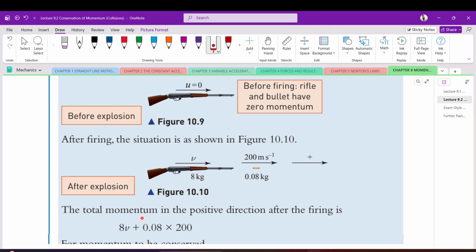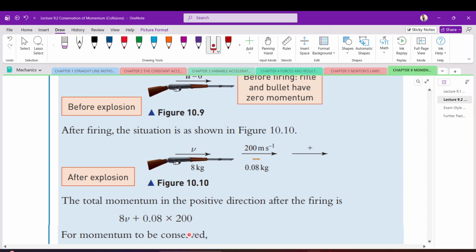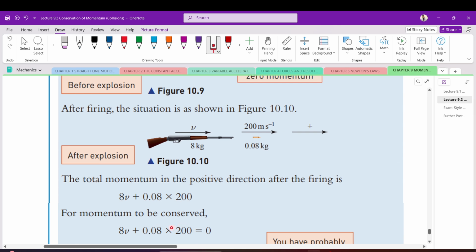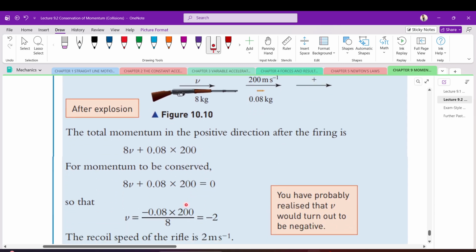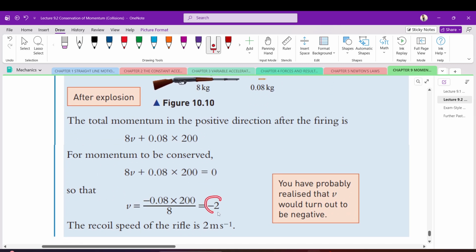So the total momentum in the positive direction after the firing is 8v plus 0.08 times 200. For momentum to be conserved, this total final momentum is equal to the total initial momentum, which was zero, because both velocities were zero. So therefore v is equal to minus 2, and minus means it will be in the opposite direction, so that will be 2 meters per second.